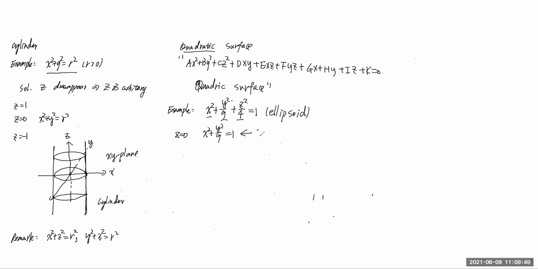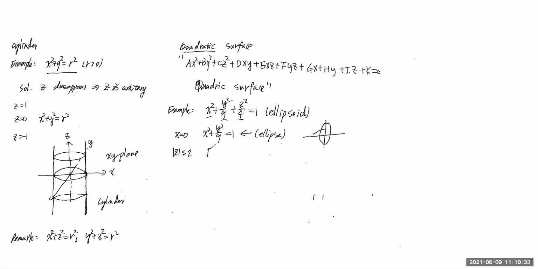This is an ellipse, right? When z is 0, you get an ellipse on the xy plane. For example, when z is 1, you get an ellipse like this. But from this, you can say z has to be less than 2. If z is greater than 2, this cannot be, right?